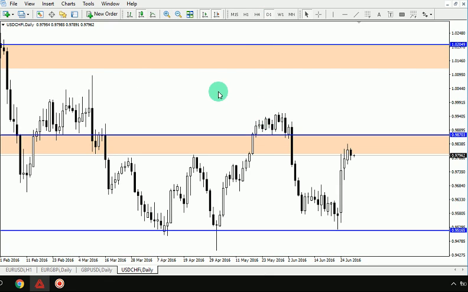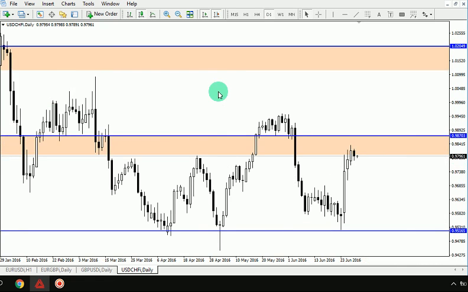But once again, I'm studying M15 because of the effect of Brexit.